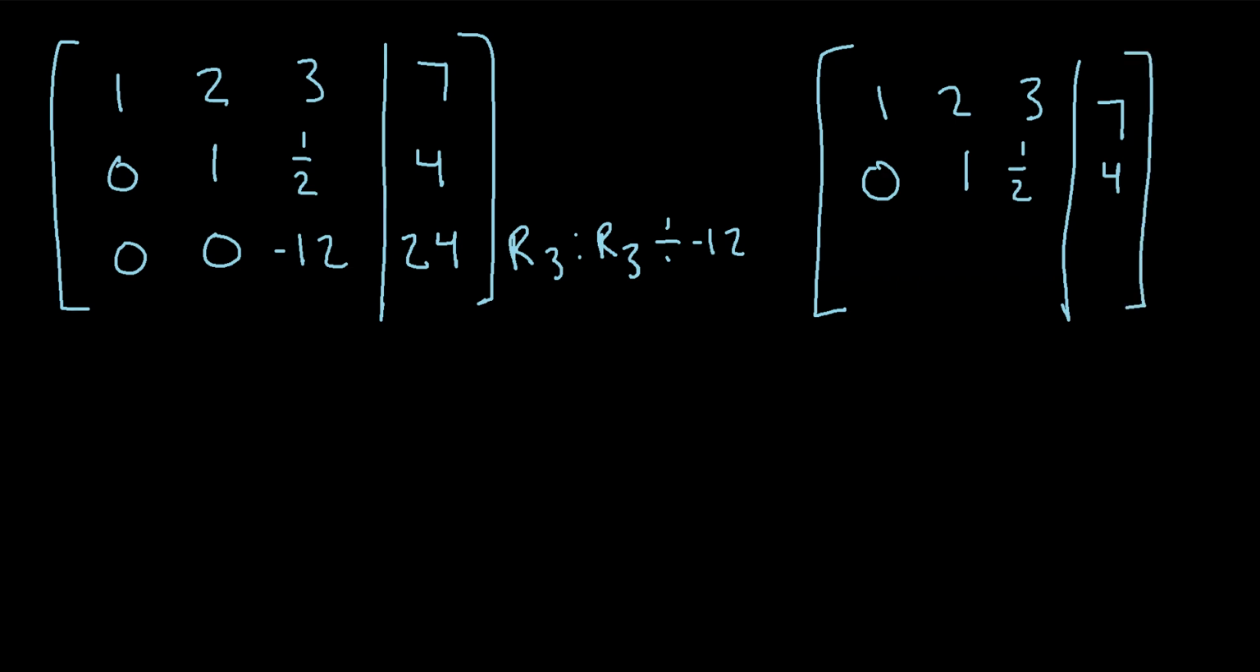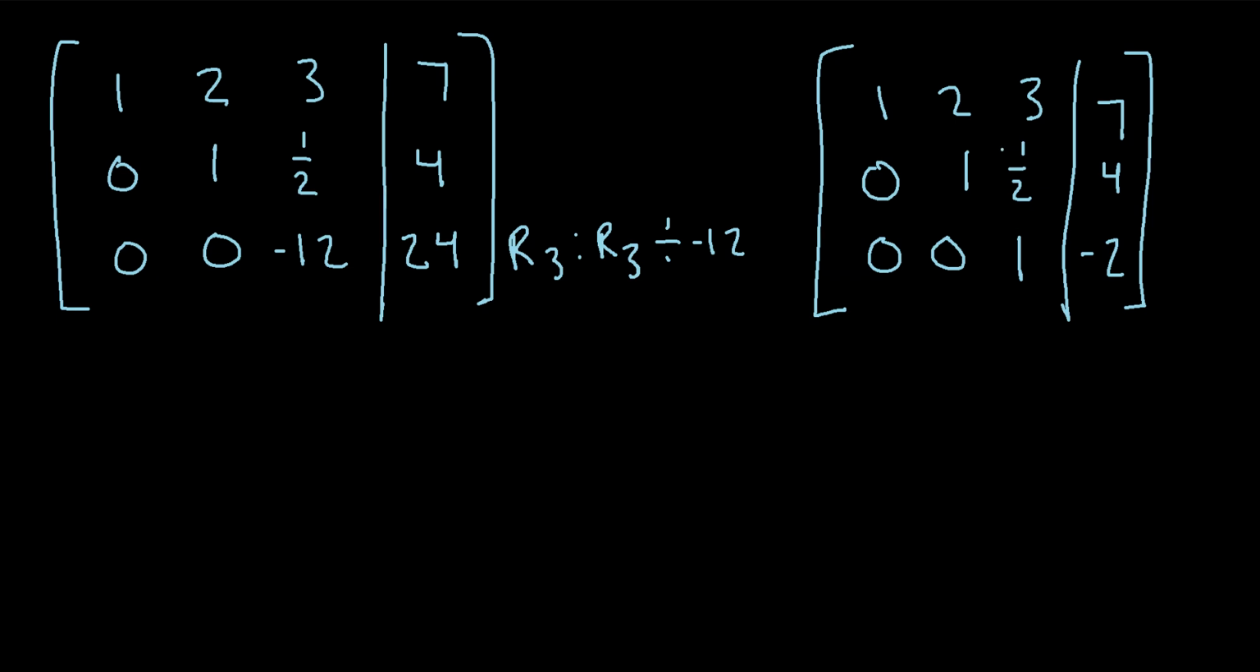And then the third row, we have 0 divided by negative 12 is 0. 0 divided by negative 12 is 0. Negative 12 divided by negative 12 is 1. And 24 divided by negative 12 is negative 2. Okay, so each of the pivot entries is equal to 1. Now what we can do is, working from right to left, we need to convert each of the values above the pivot entries to be 0. So in other words, we want this to be 0, this to be 0, and this to be 0. So how can we do that?